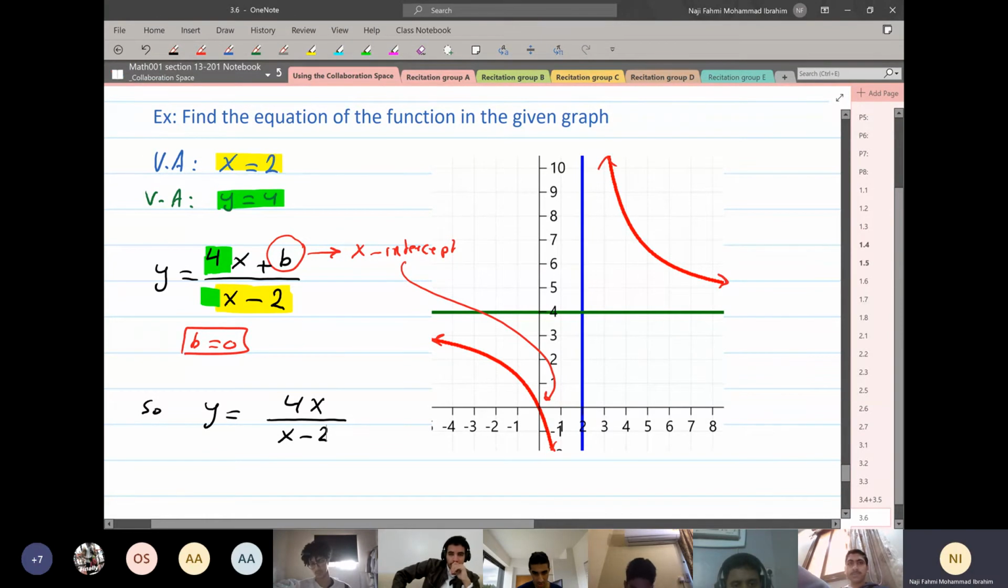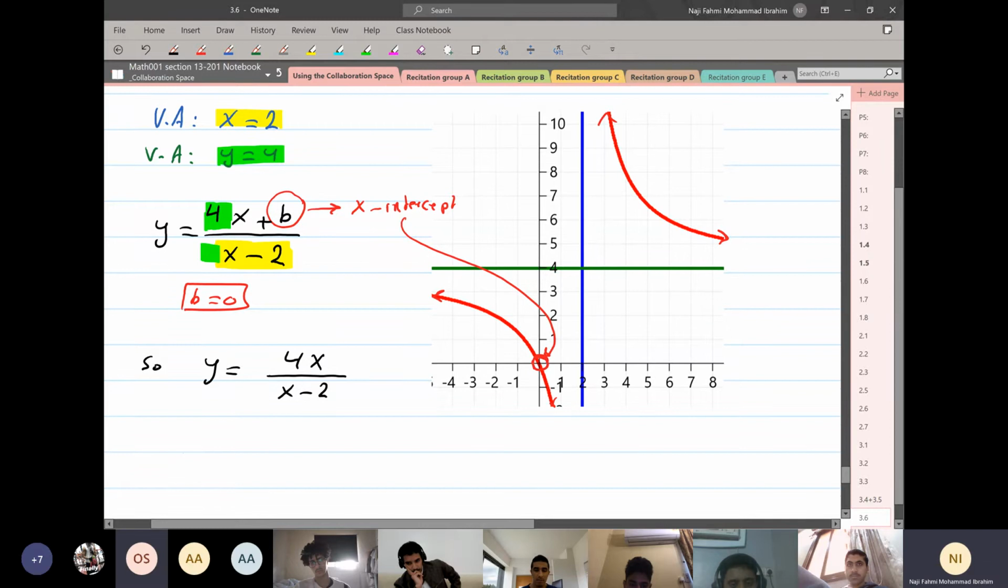Now let me ask a question. What if we have a hole somewhere, like at this point here, 0, 0? If I have a hole here, what will the function be? Multiplied by what? The number of the hole, so we can take it as a common factor. So what's that factor? It will be multiplied by x.